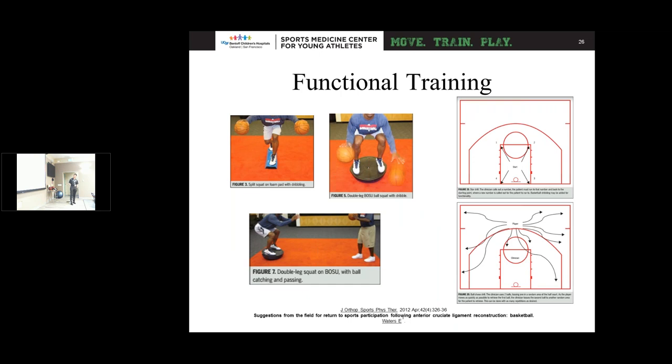All right. And then we look at some functional training. You can see, you can do a split squat on the foam pad. I didn't bring the foam pad down with me, but in essence, get into a lunge. Now, I play basketball, but I'm not that good at dribbling. Now, can you dribble left and right? So you get into a lunge position, okay? And then you dribble left, okay?